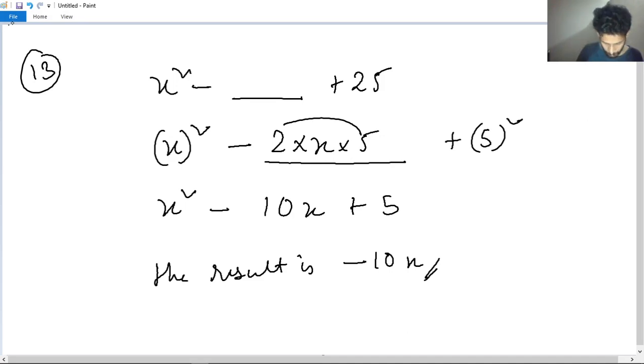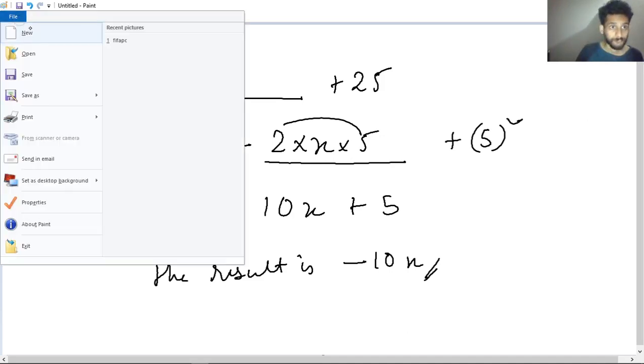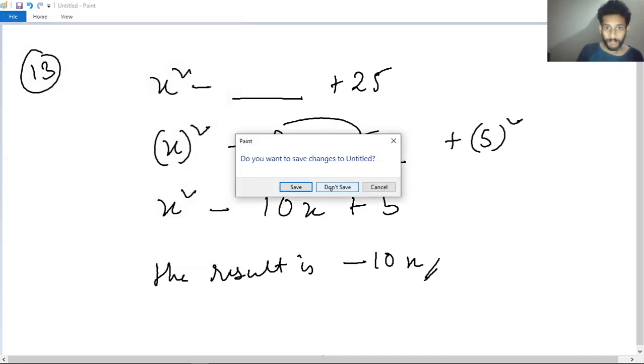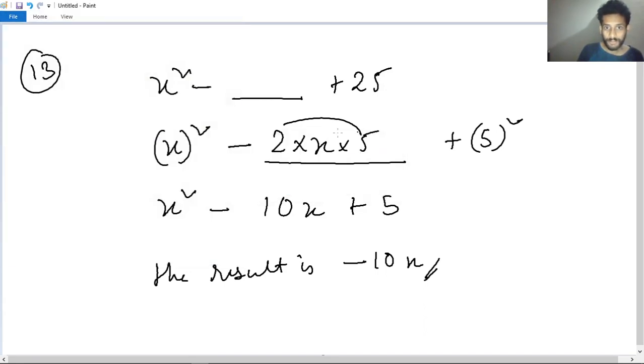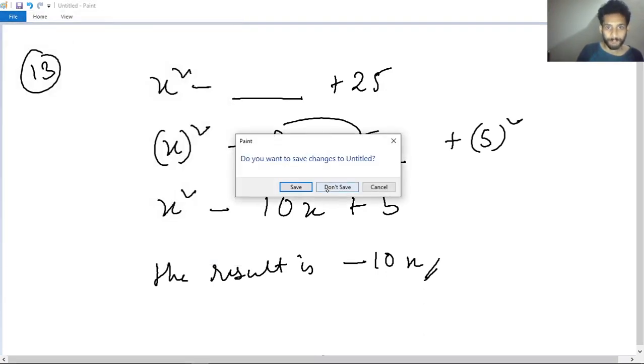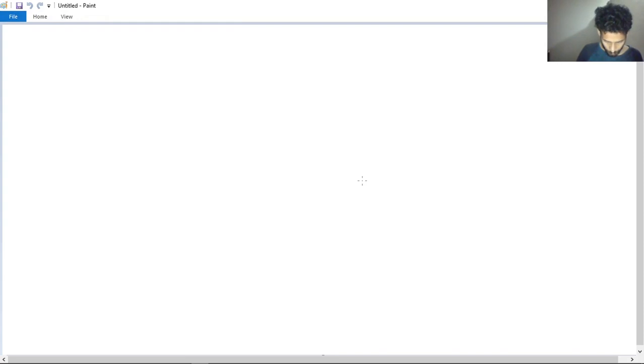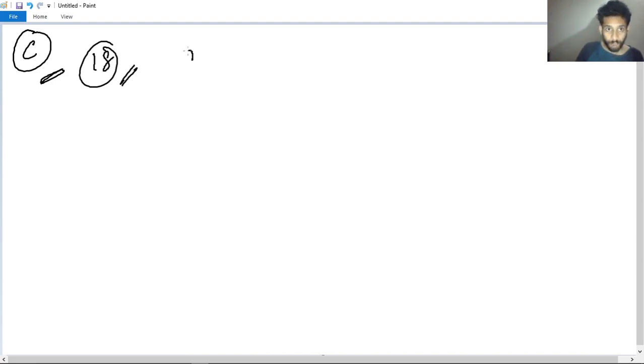I will be doing question number C now. This you can do it. This is easy only, this part. So for C, we have question number 18, the starting number is 18. So we have to factorize it. This is simple. Just follow the rule.